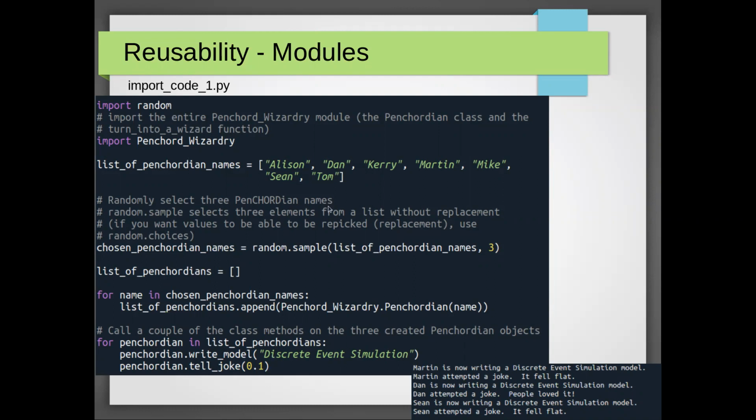So you can see here, if I run that, in this sample, Martin was writing a discrete event model. He attempted a joke, it fell flat. Dan's writing a discrete event model. I attempted a joke and people loved it, of course. And then Sean is writing a discrete event model. He attempted a joke and unfortunately that fell flat there as well. I won't tell you how many times I had to iterate through to get to that combination where people loved my joke and my joke only. But you can probably guess given the low probability there.